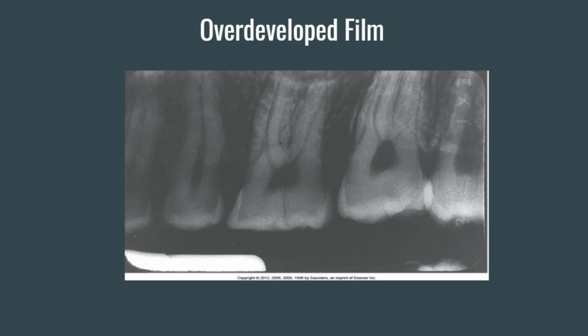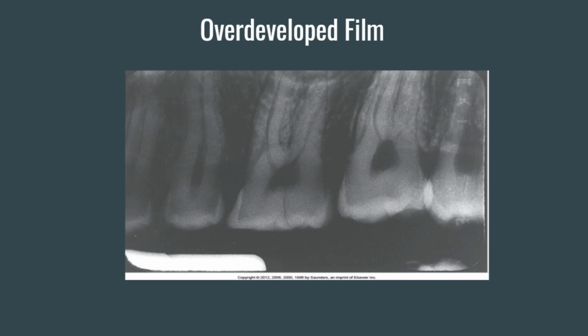Next, we have an overdeveloped film, which is basically the exact opposite of everything we just said. So an overdeveloped film is dark. It is excessive developing time, so you left it in there too long, or the developer solution is too hot, the time or temperature was inaccurate, or the concentration of the developer solution was too much, so you'll need to dilute it a little bit more to fix that problem.